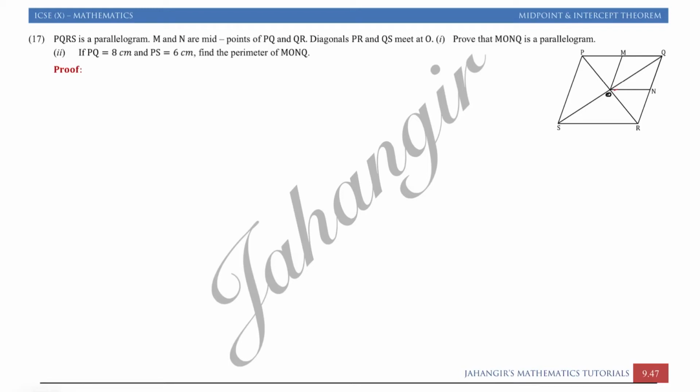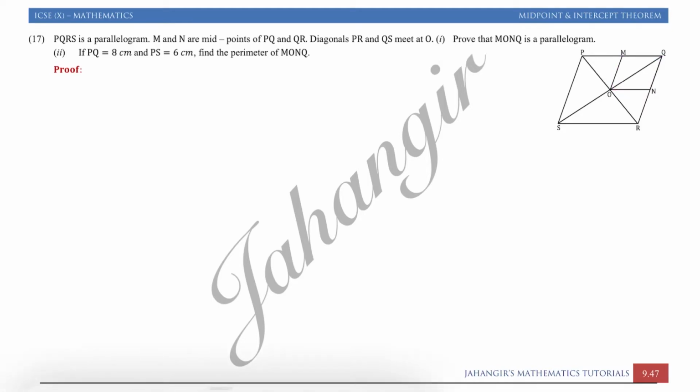PQRS is a parallelogram. M and N are the midpoints of PQ and QR respectively. Diagonals PR and QS meet at O. Prove that MONQ is a parallelogram. This part.